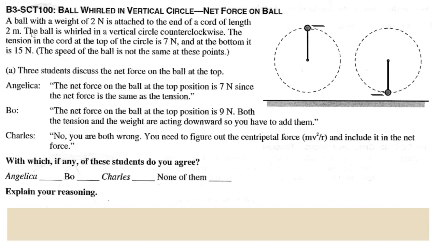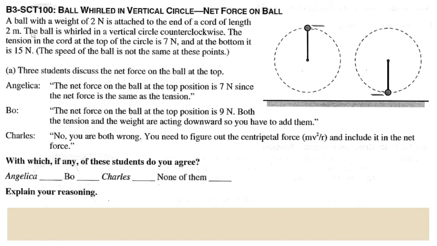And so the description here said a ball with a weight of 2 newtons is attached to the end of a cord of length 2 meters. The ball is whirled in a vertical circle counterclockwise. The tension in the cord at the top of the circle is 7 newtons, and at the bottom it is 15 newtons. And they tell you in parentheses here that the speed of the ball is not the same at these points. And it says 3 students discuss the net force on the ball at the top.